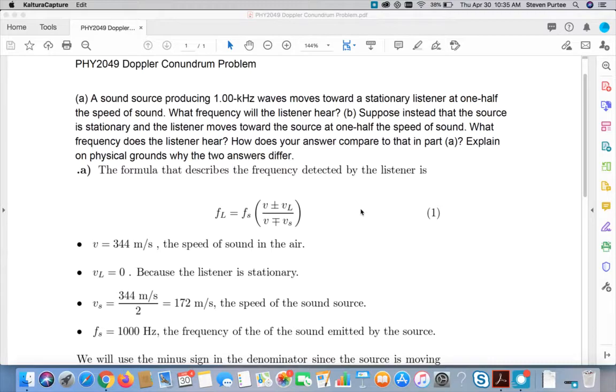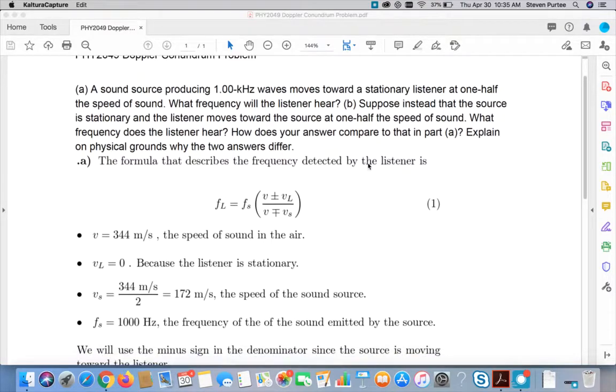So just for completeness here, if the source and the listener are both moving, you've got to be really careful with your pluses and minuses. If the listener is moving toward the source, use the plus, away, use the minus. If the source is moving toward the listener, use the minus. If it's moving away, use the plus. Toward is top, away is bottom.